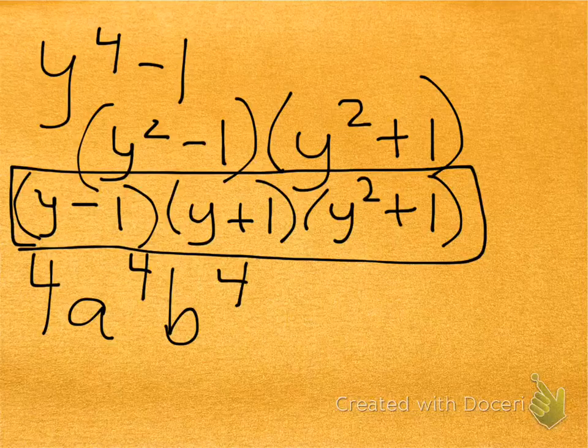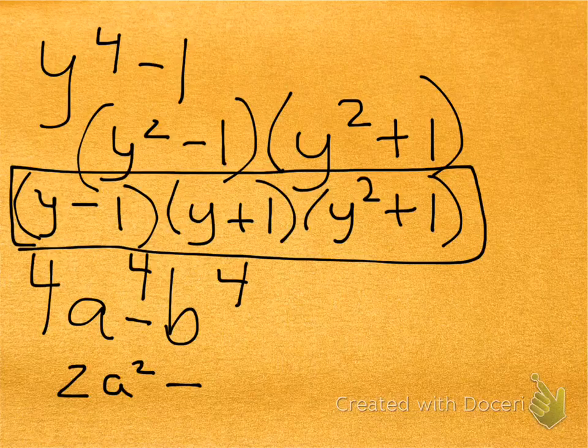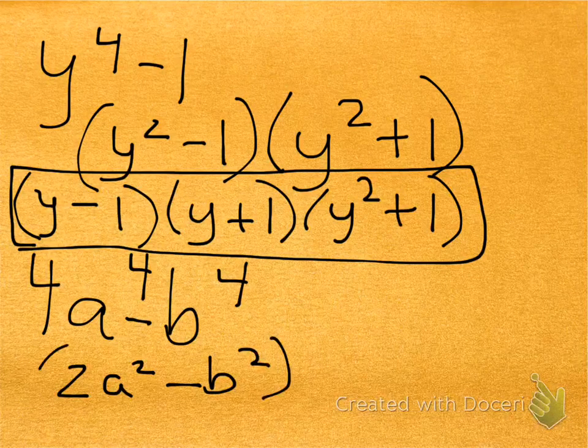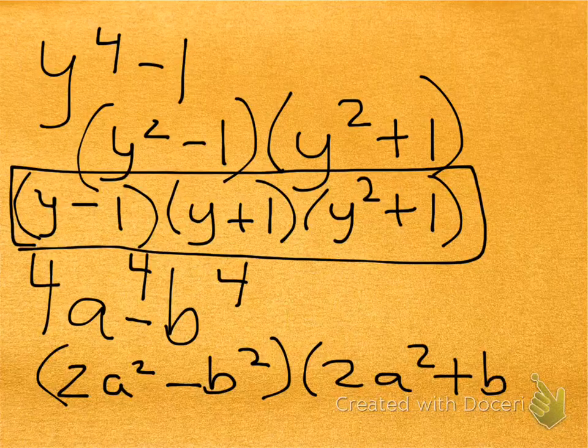Okay, the next one is 4a to the 4th minus b to the 4th. So we're going to split it up again into perfect squares. So 2a squared minus b squared and 2a squared plus b squared. And since we don't have any more perfect squares, that's as much as we can do.